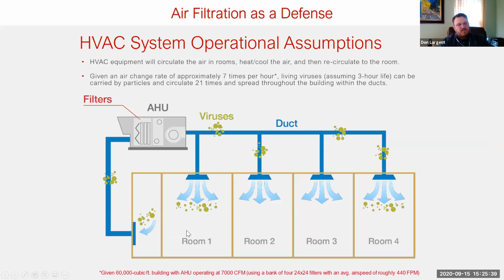So here's a system. As engineers, we always think of the worst case scenario. We've got a small facility here, 60,000 cubic feet, operating at about 7,000 CFM. This assumes there are no losses, no settling, and no filters or coil in the air handler unit. But if you do the math with a virus that lives for about 3 hours, you could circulate that pathogen 21 times through the system, which would propagate it throughout this facility. That's why air filtration becomes such a big aspect for consideration.